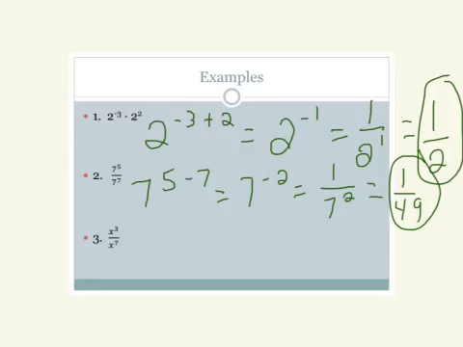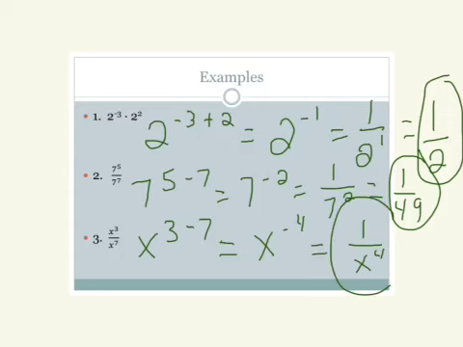Example number 3, x to the third divided by x to the 7th. Here we're dealing with 2 variable terms. Once again, when you're dividing with like bases, you subtract your exponents. 3 minus 7 is negative 4. So you would have x to the negative fourth, which you could simplify even further by getting rid of your negative exponent, moving your term into the denominator. So you would have 1 over x to the 4th as your final answer. Those are 3 additional examples which hopefully better help you understand negative exponents.